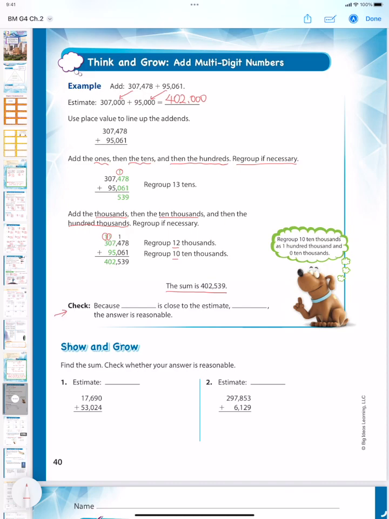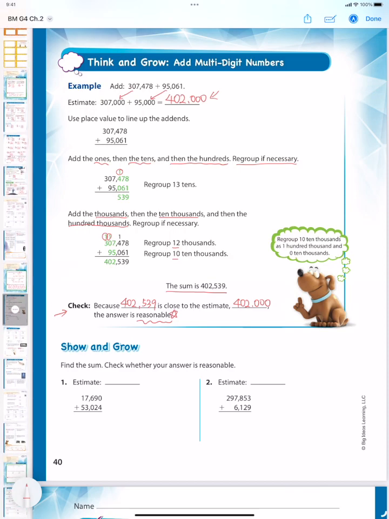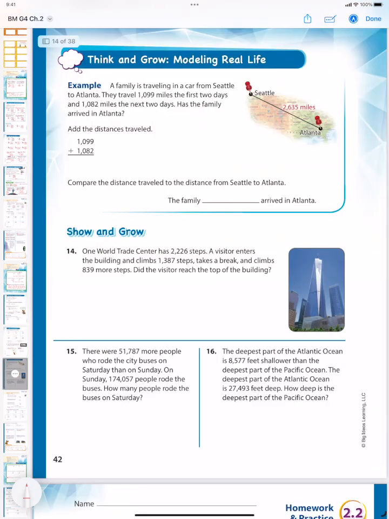Let's check, because 402,539 is close to the estimate, which is what? Our estimate here, 402,000. The answer is, we call it reasonable. This is a very important word. This is reasonable. Now, as you know, we are going to pause the video, and I want you to solve the problem. Next 2 pages, number 1 through 16, okay, as you are working on it.